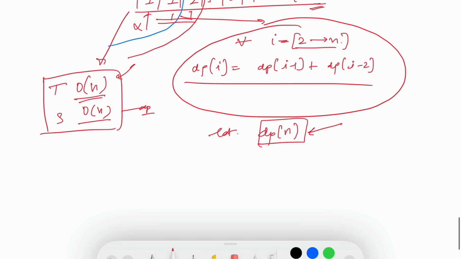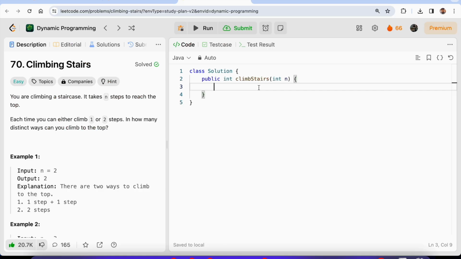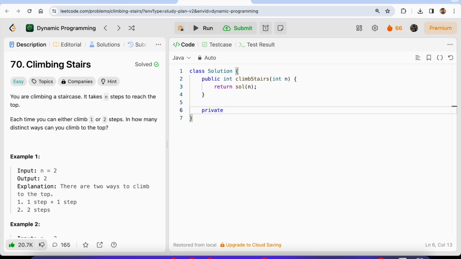Okay, I hope both of the approaches are clear to you. Let's code both the approaches. Let's first write a recursive solution for this. I'm taking an extra function, solution, because I don't want to write climbing stairs every time. Now just implement the solution function, private int sol(int n). For the value of n, we are adding steps from n minus 1 plus n minus 2.